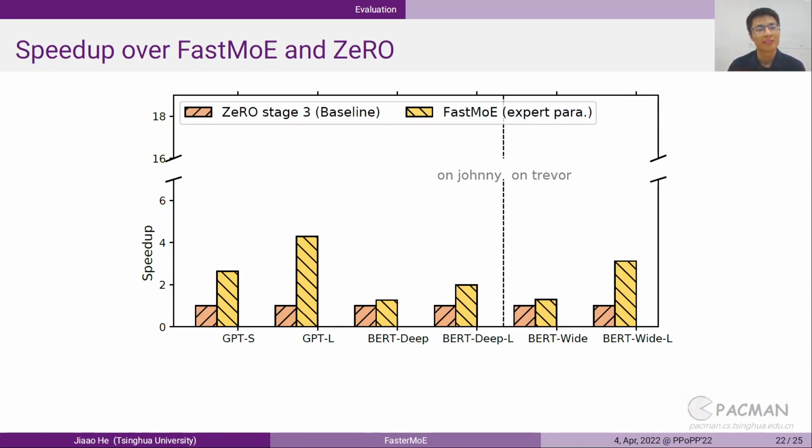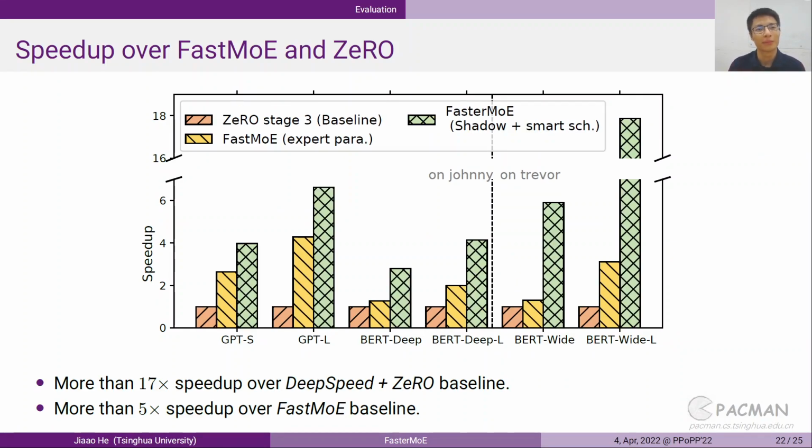For FasterMoE with only expert shadowing and smart scheduling enabled, we compare the speedup over FastMoE and the ZeRO optimizer baseline, because all the systems run the completely same workload. And we found that more than 17 times speedup is observed over the DeepSpeed plus ZeRO optimizer baseline due to the natural limits of data parallelism. We also achieved more than 5 times speedup over FastMoE because of our optimizations.